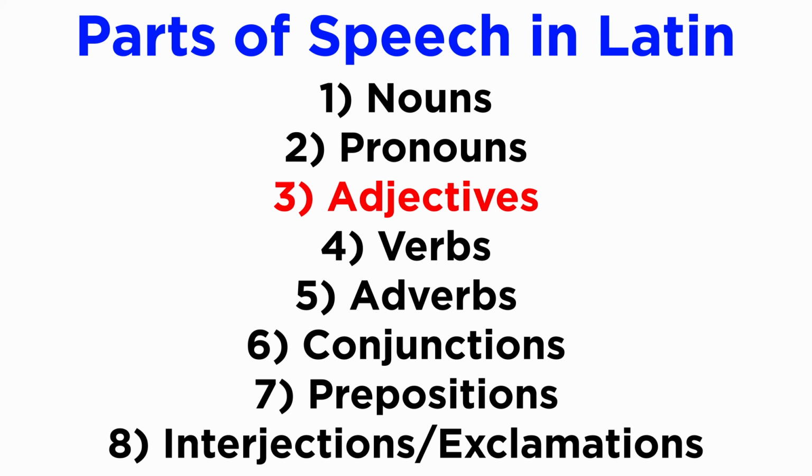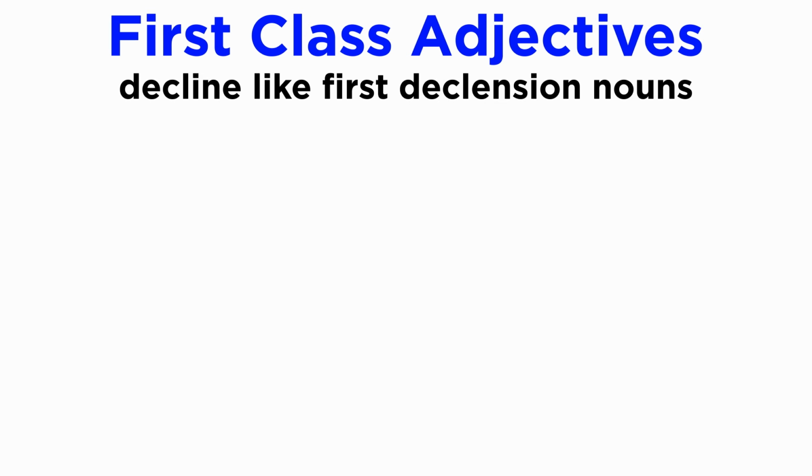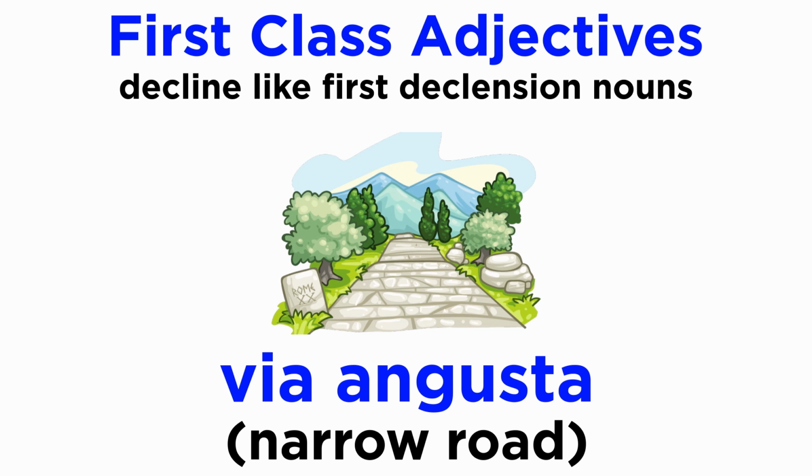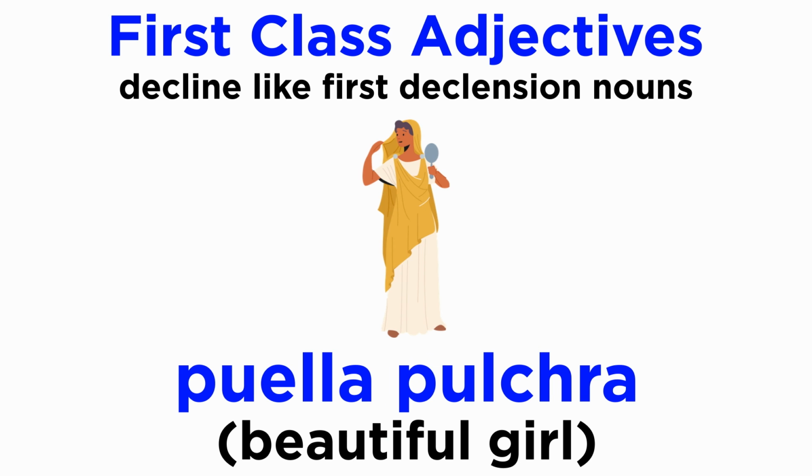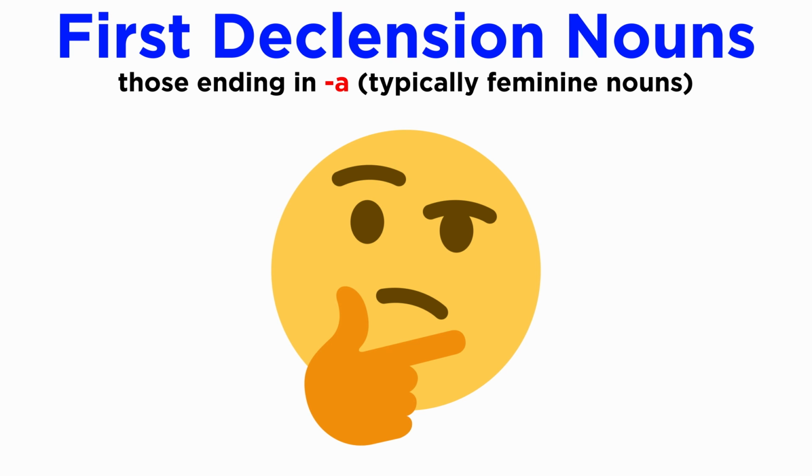Although we will talk extensively about adjectives later, let's get a little preview right now. First-class adjectives in the feminine decline exactly like the first declension nouns. That means we can now build phrases like these. Via angusta. Janua rubra. Puella pulcra. With first declension nouns now understood, let's check comprehension.